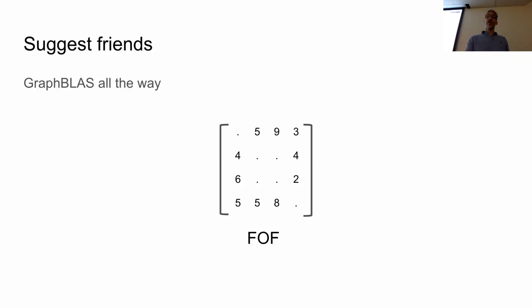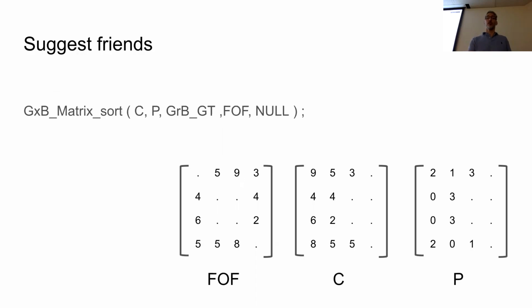So what we need to do now is sort, and we can do that with GxB_Matrix_sort, which would sort each individual row of the matrix. It would give us two matrices. One is the sorted one, known as C, and the second is the permutation matrix, which maps from C to the sorted matrix FOF. So for example, for row zero, nine is the highest value.